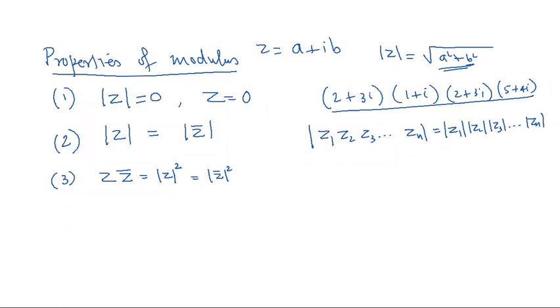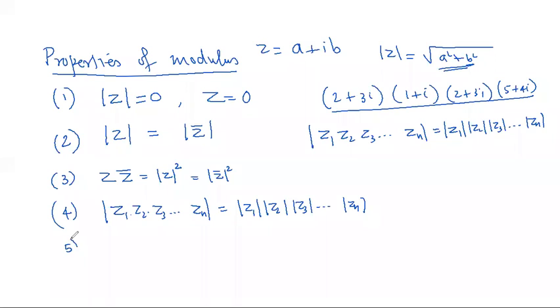Did you understand the meaning? So the property is: modulus of Z1 into Z2 into Z3, up to Zn, will be the multiplication of individual moduli. Each one's modulus you calculate and multiply. Division is also the same method. Modulus of Z1 divided by Z2 is the numerator's modulus divided by the denominator's modulus. Have you understood this?